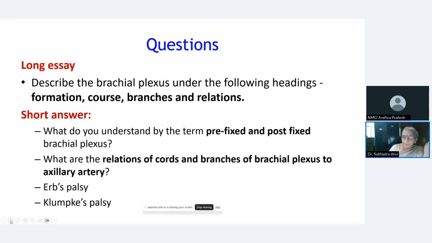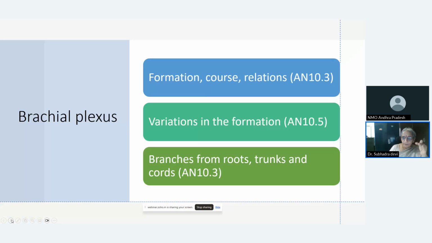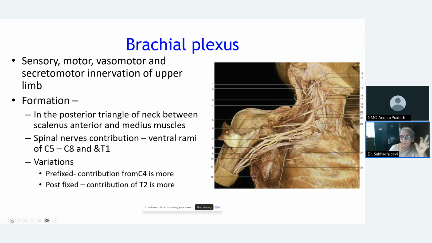So it asks for the formation, course, branches and relations, and a question on what is prefixed and postfixed type of brachial plexus, and the relations of cords and branches of the plexus to the axillary artery. Erb's palsy and Klumpke's palsy are the important ones regarding the brachial plexus. We are going to cover these aspects, and a little bit about the branches from the roots, trunks and cords, focusing on the applied aspects.